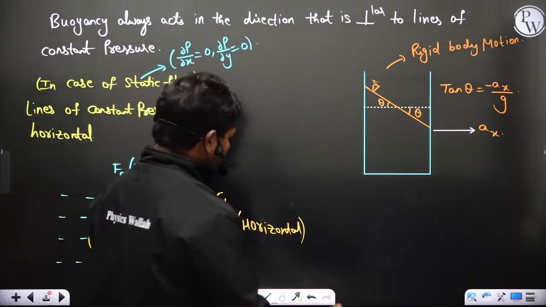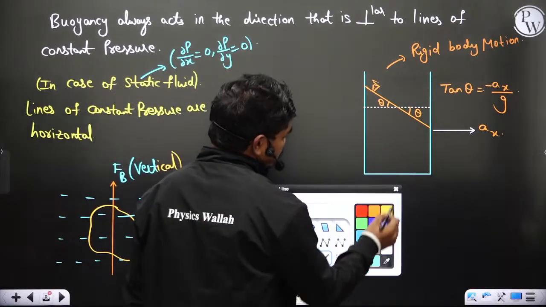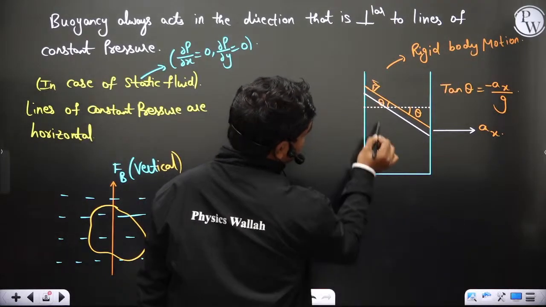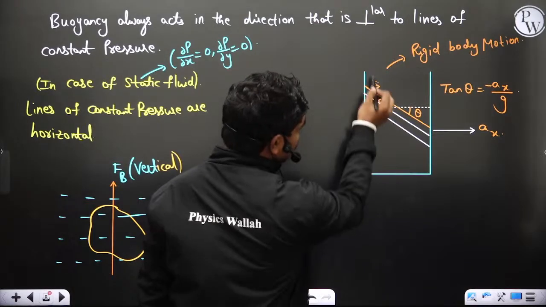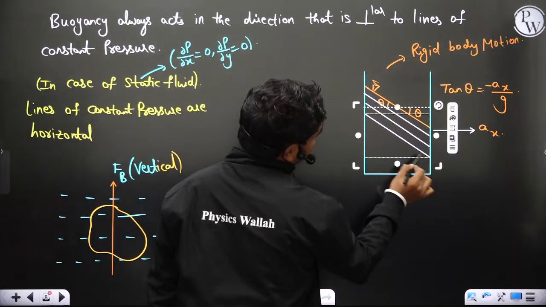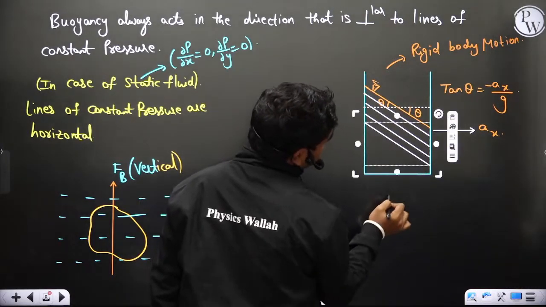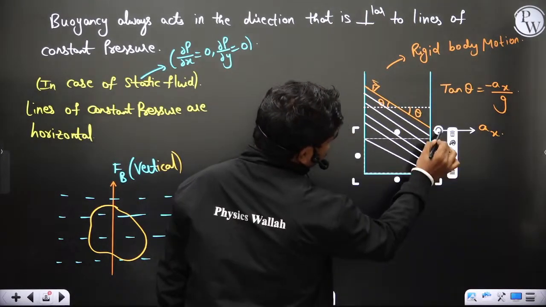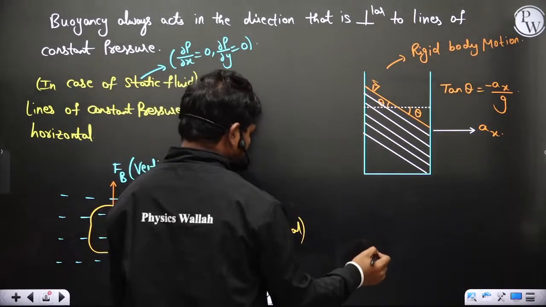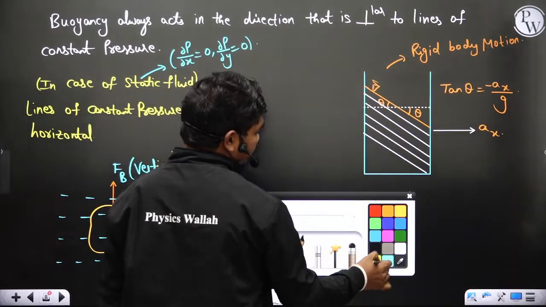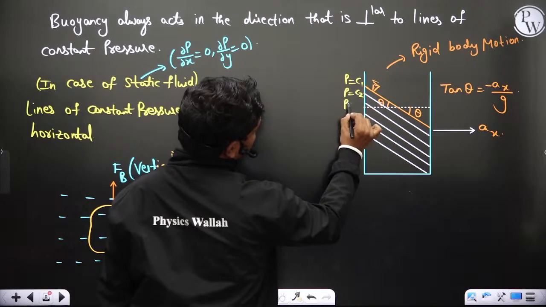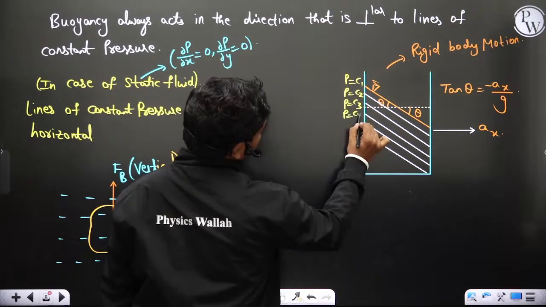Then in that case, the lines of constant pressure are like this, correct? Because obviously Patm plus ρgh, this h is equal to this h obviously. So this is how we have the lines of constant pressure, like for example P equal to C1, P equal to C2, P equal to C3, P equal to C4, all these things.